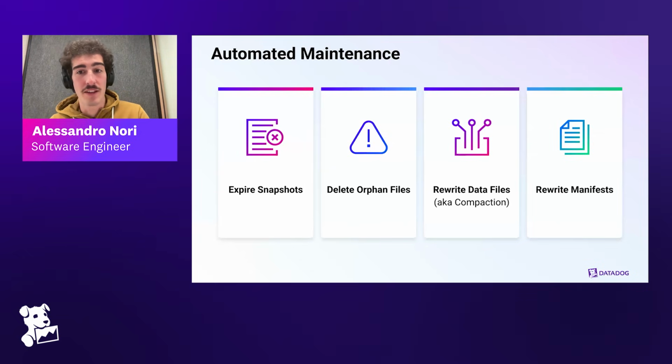The second one is delete orphan files. Deleting orphan files is not crucial for Iceberg performance, but it's something that you should run to clean up your object storage from files that are not tracked by Iceberg metadata. That can happen when a writer fails, and not always the files are cleaned up automatically.